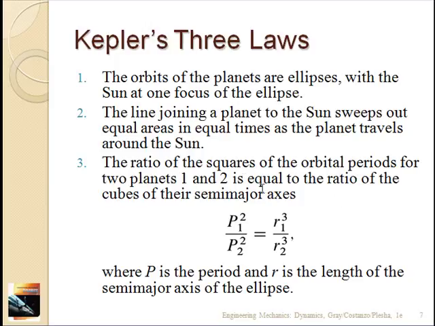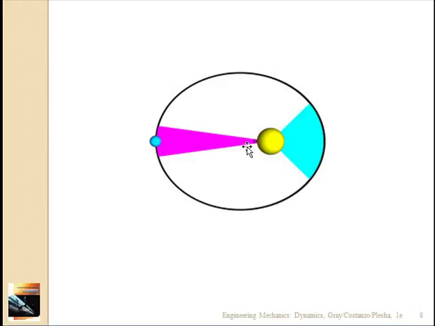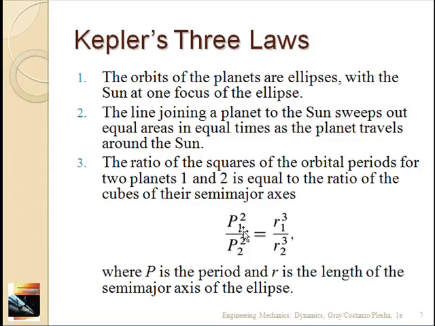And then the third one was that the ratio of the squares of the periods of two planets is equal to the ratio of the cubes of the semi-major axes, right? So the period is how long it takes to make one revolution. And the semi-major axis is, major is the large diameter, and the semi-major axis is the distance from the center to that furthest point. So it's half the largest diameter. So the square of the ratio of the periods is the same as the cube of the ratio of these semi-major axes.